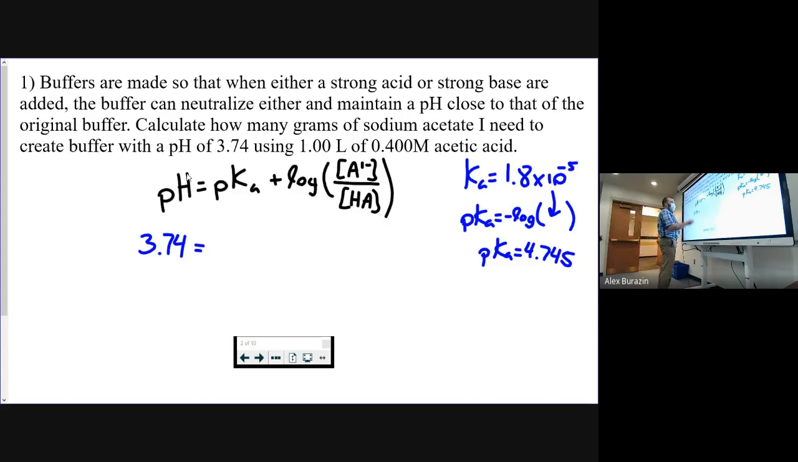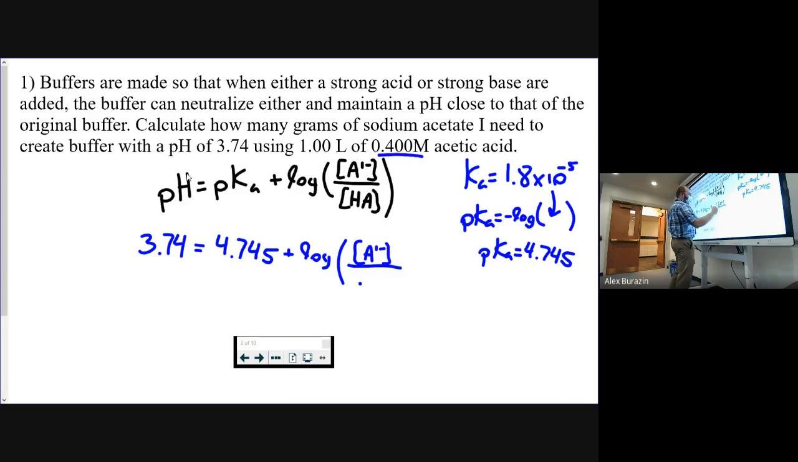So 3.74 equals 4.745 plus the log of base over acid. Base I don't know. That's the end goal of this process. Acid I do know. What's my molarity of acid? 0.4.